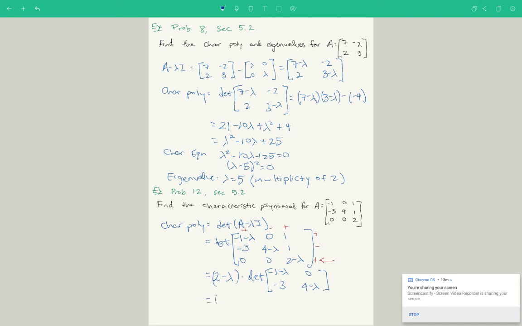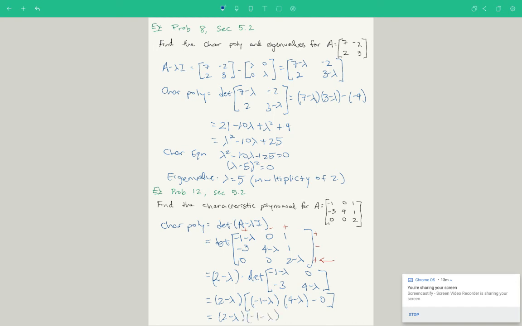So this would be 2 minus lambda times minus 1 minus lambda times 4 minus lambda. I guess minus 0 times negative 3, which is just minus 0. So here our characteristic equation, if we wanted to find that, we would go ahead and multiply that all out. Instead, what I'm going to do is leave it factored. In your homework, you can multiply it all out.